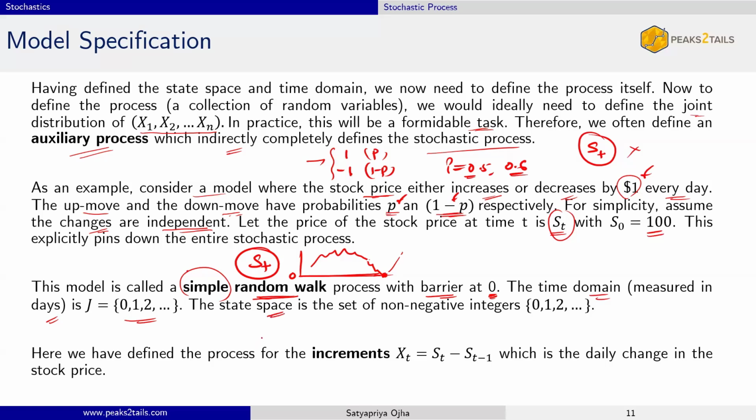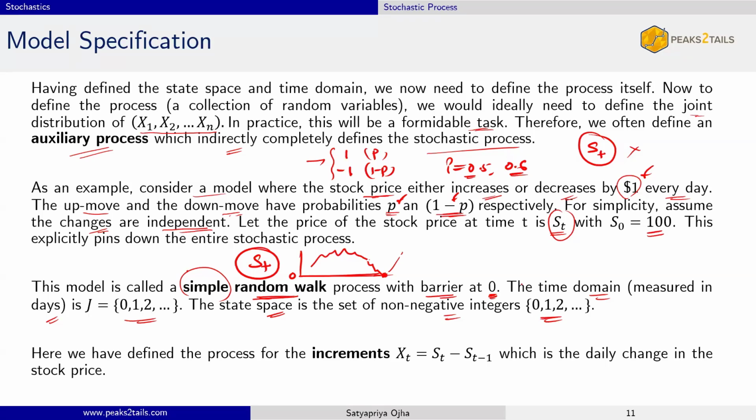State space is also discrete in this case because the stock price is moving up or down by $1. You cannot have a value of 100.56. As per this model, the stock price has a discrete state space. Correct? The values would be all non-negative integers: 0, 1, 2, 3, 4. Stock price can take any non-negative integer value. As per this model, please remember, in reality maybe a continuous model is preferred because you can use calculus. Here you cannot use calculus because it is all discrete. But as per this model, both the time domain and the state space are discrete.